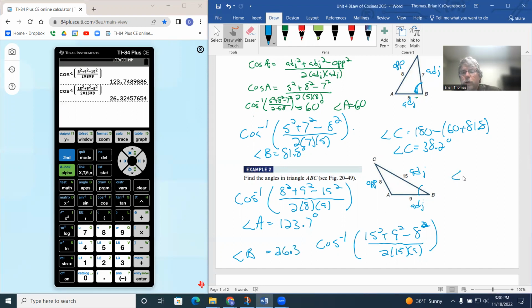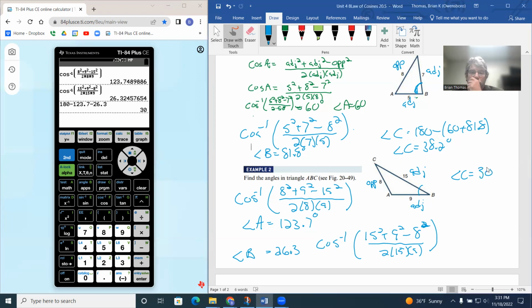So angle C, we can find that by subtracting A and B from 180. So 180 take away 123.7, and also take away the 26.3. That gives us 30 degrees.